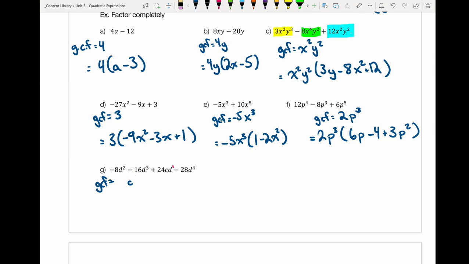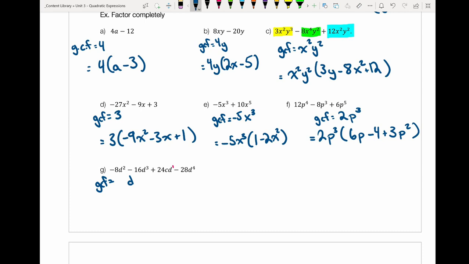So I'm not going to actually show it because I don't need to. We assume it's 1 if we don't see an exponent. And next, I'm going to look at the coefficients. Look at the numbers. What is the largest number that's going to go into all of these terms?